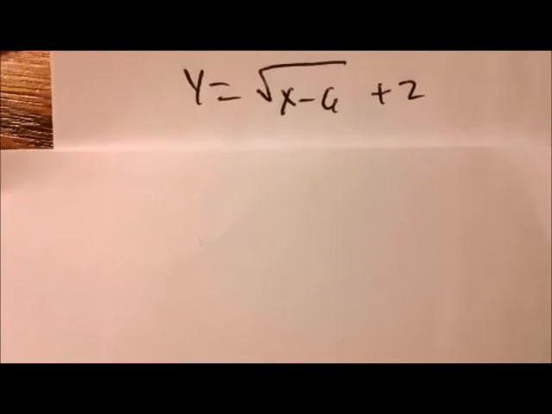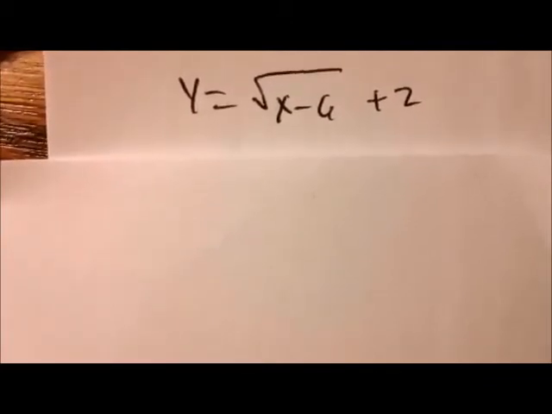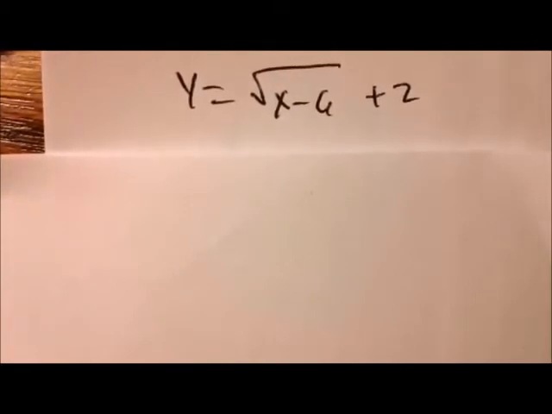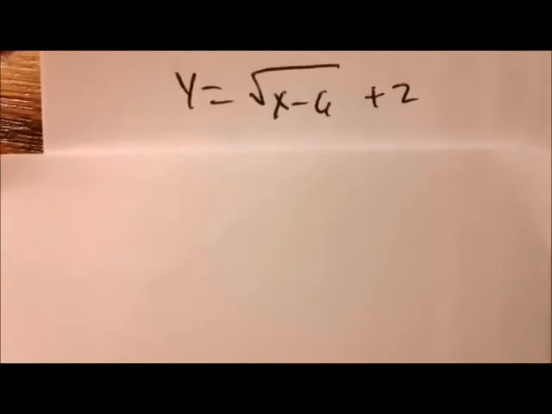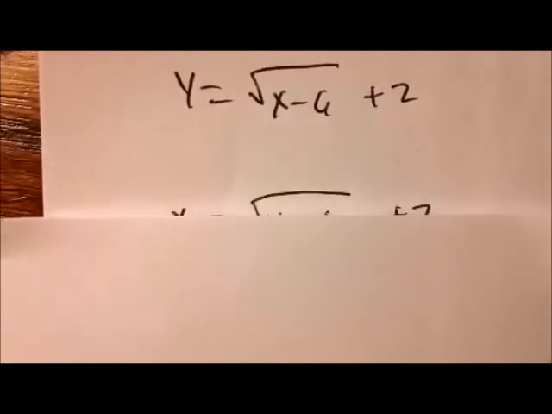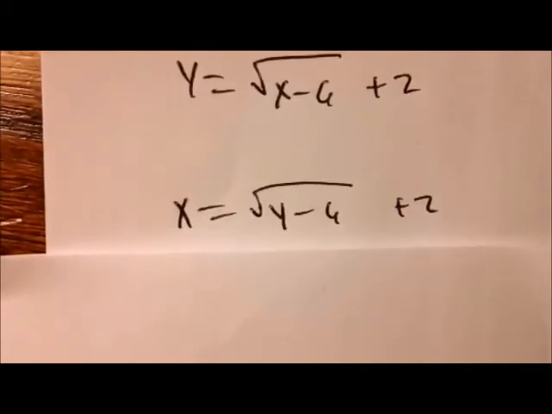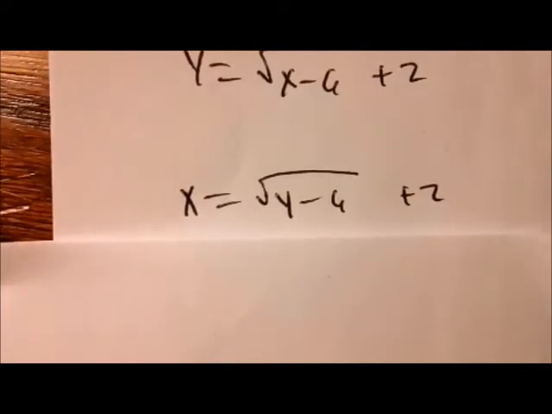So I'm going to show you how to find an inverse of a function. So we have the function y is equal to the square root of x minus 6, plus 2. So the first step is to switch the x and the y. And you get x is equal to the square root of y minus 6, plus 2. And then you have to solve for y, so you want to get rid of the plus 2.